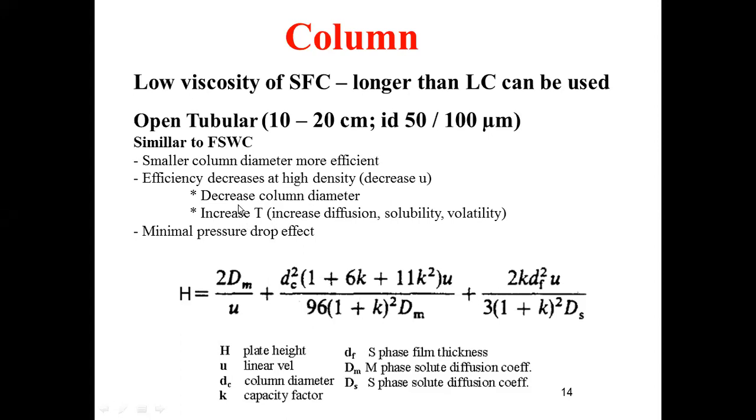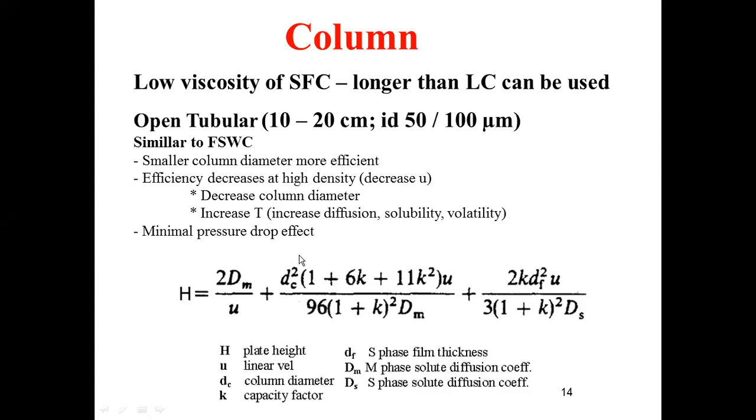Therefore, you are interested in decreasing the column diameter so that the column efficiency can be increased. And while playing with the temperature, you must be very careful about what temperature you have adjusted, whether the substance has attained the supercritical fluid state or not. You have to concentrate on diffusion, solubility, and volatility while playing with temperature.